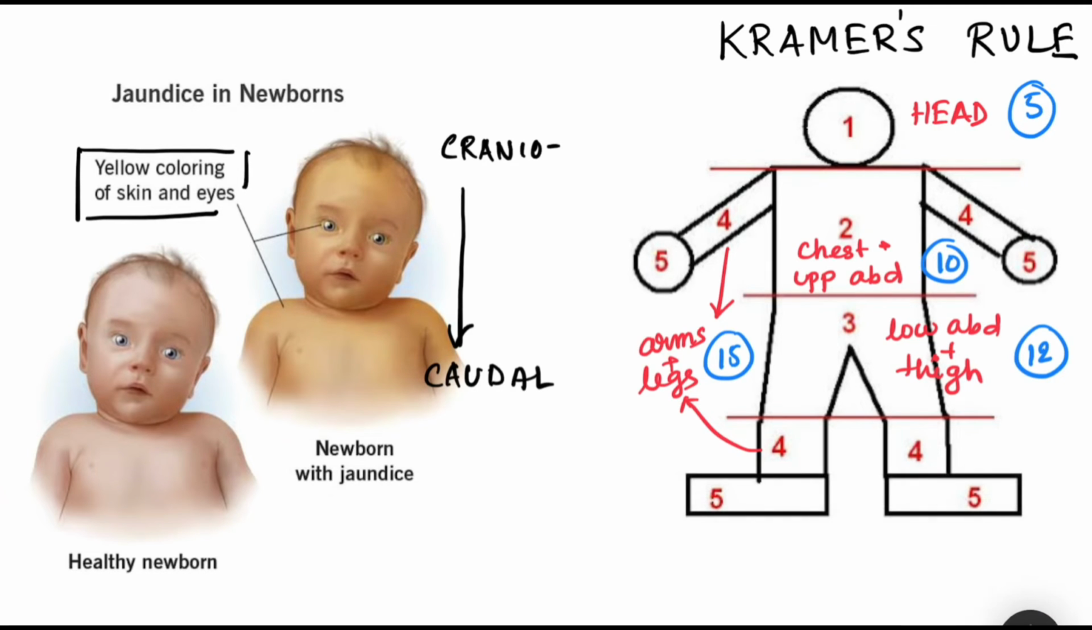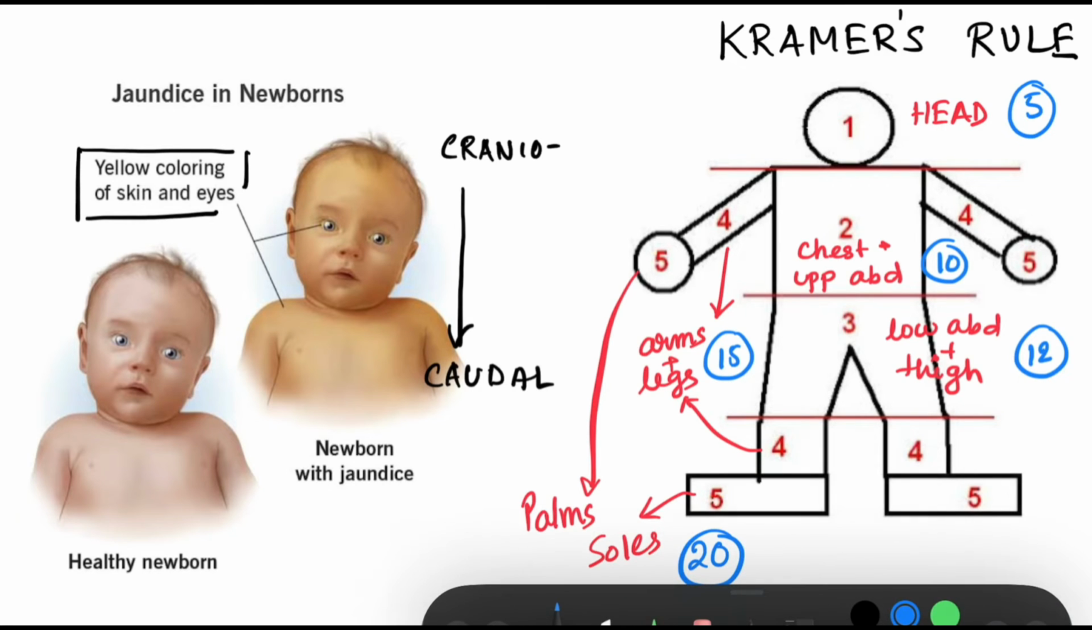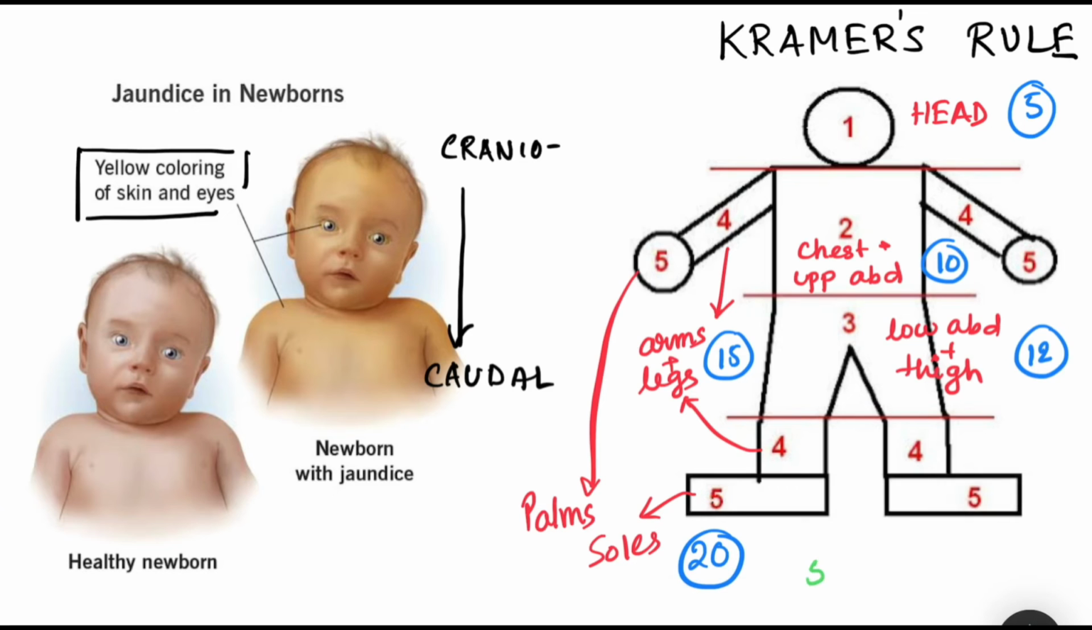And finally, we have the last zone, that is your palms and soles, which corresponds to a bilirubin level of around 20. So the levels of bilirubin in the 5 zones range in this manner: 5, then 10, then 12, then 15, then 20. Based on this severity, we can decide whether to give phototherapy or exchange transfusion, or simply wait and observe.